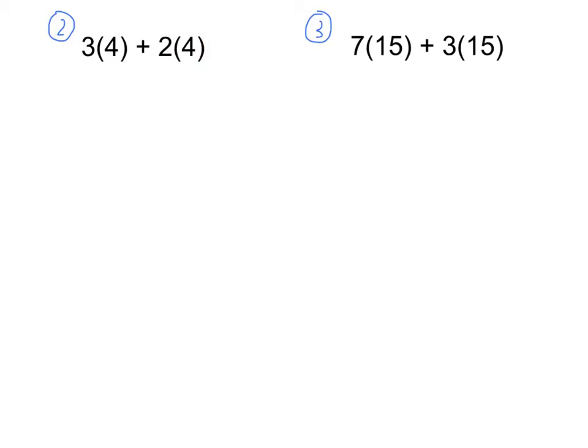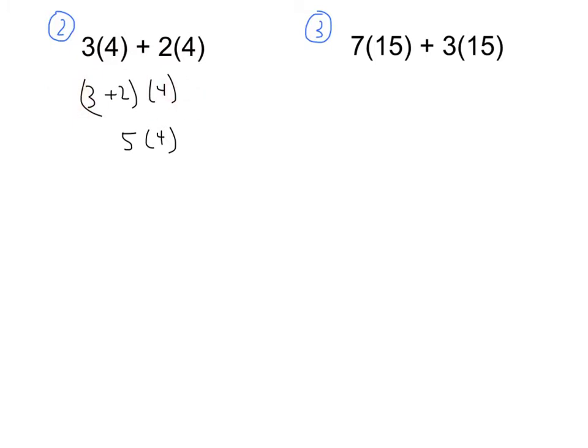So think about that. If I have 3 groups of 4 plus 2 groups of 4, doesn't that mean that I have 3 plus 2 groups of 4? Or you could say 5 groups of 4. Right, let me say that again. 3 groups of 4 plus 2 groups of 4. So that's a total of 5 groups of 4. Or I could say 3 plus 2 groups of 4.